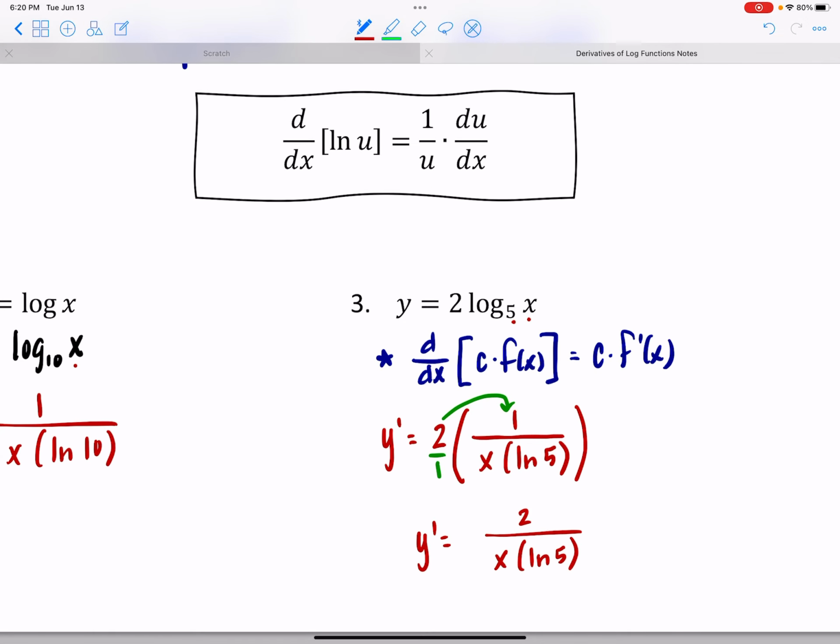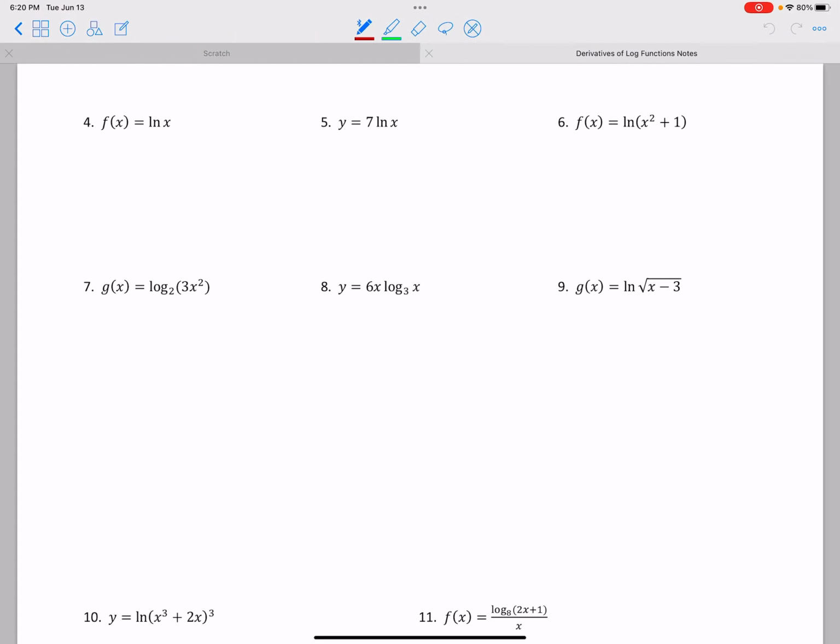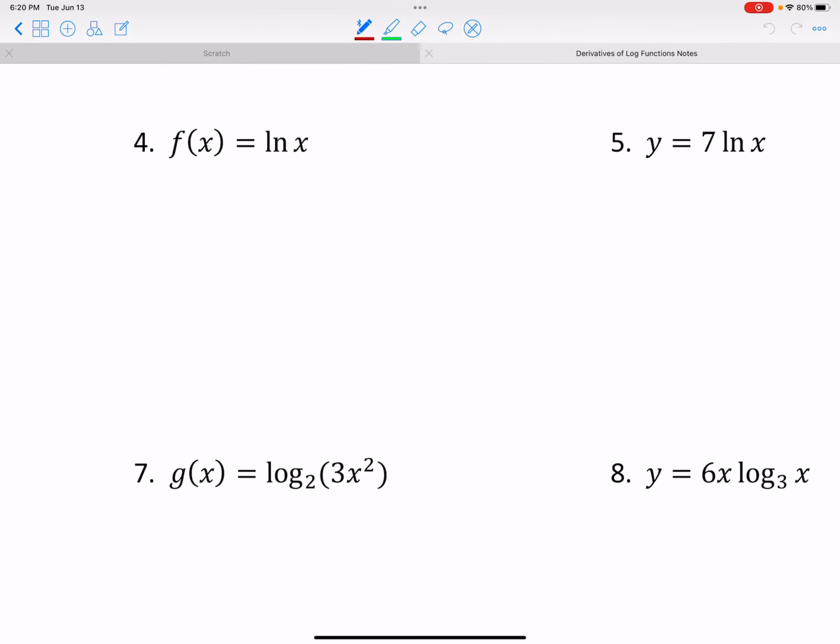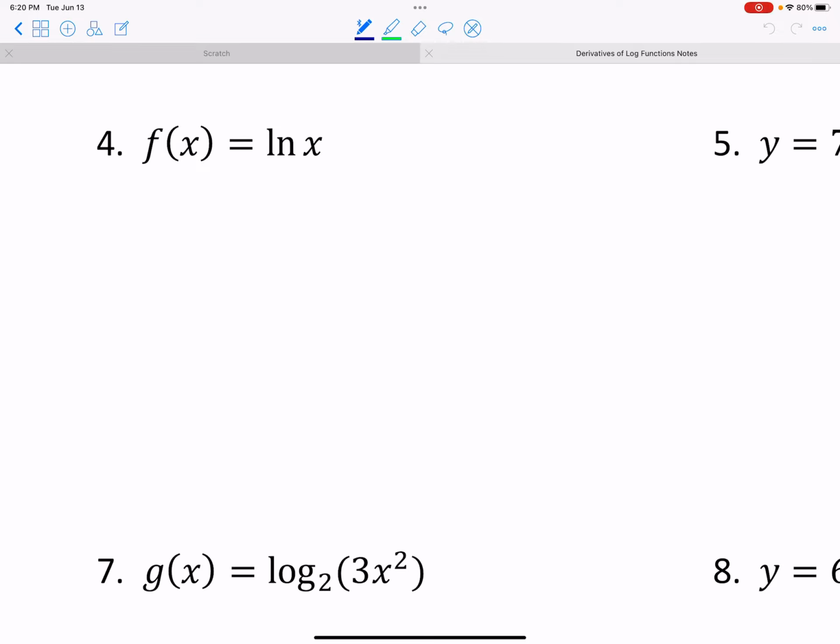Now, of course, we can include some other rules, product rule, quotient rule, more chain rule, but let's look at some pretty straightforward natural log functions, and then we'll start adding some of those other things in. So again, we have the natural log of x. This derivative is even simpler.